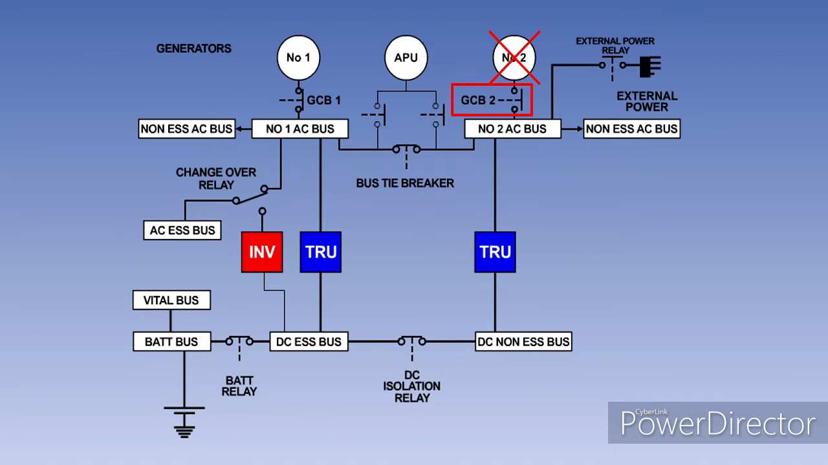If either generator should fail, its generator control breaker will open, disconnecting the generator from its bus bar. The bus tie breaker will close automatically, thereby maintaining power to all bus bars from only one generator. Loads on the non-essential bus bars can be shed if required. If necessary, the APU can be started so that its generator can be brought online to replace the failed engine-driven generator. In this case, the bus tie breaker will open once more to isolate the APU generator from the serviceable engine-driven generator.